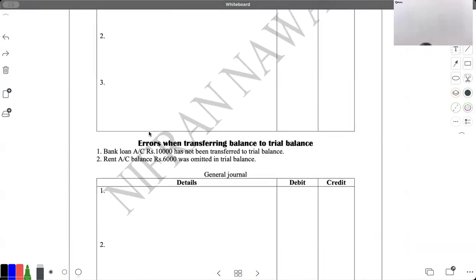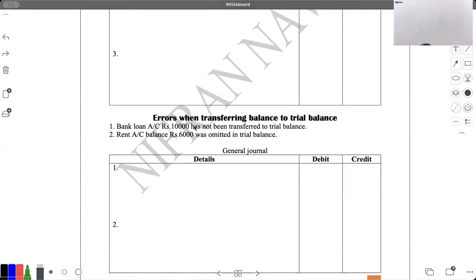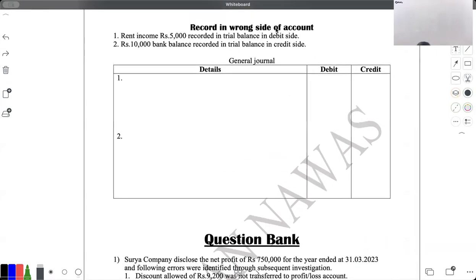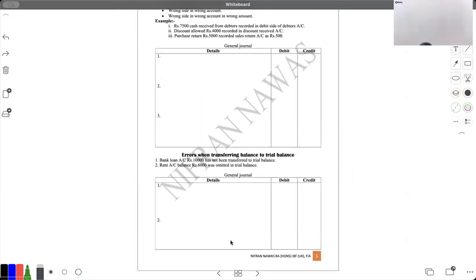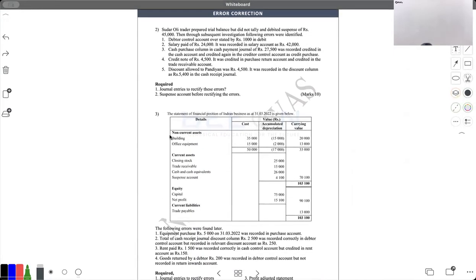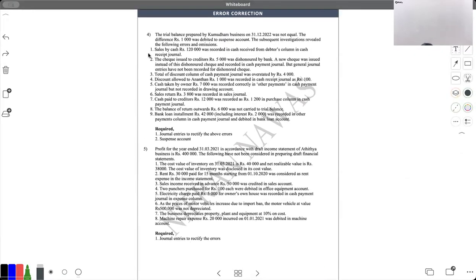Right. So we've got two more tangents to complete. The first tangent is basically errors when transferring the balance to the trial balance, and then errors recorded in the wrong side of account. Let's complete these two theoretical aspects first. Afterwards, we can move on to the homeworks. I gave you question number 1, question number 2, and question number 3 as homework. If I'm not mistaken, I did even give you question number 4 to be done.